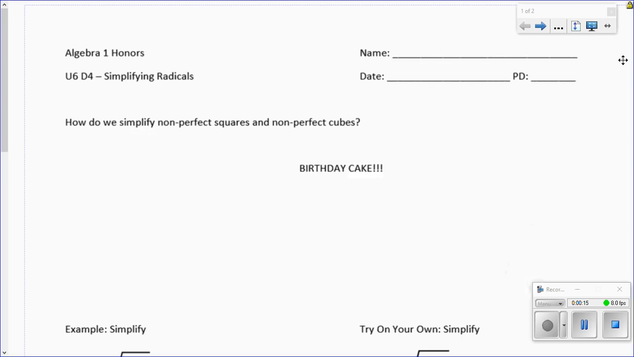Disclaimer, sorry if it's a little noisy in the background. I'm now by the AC unit, so I can't turn that off. So I'm going to try to be really loud for you.